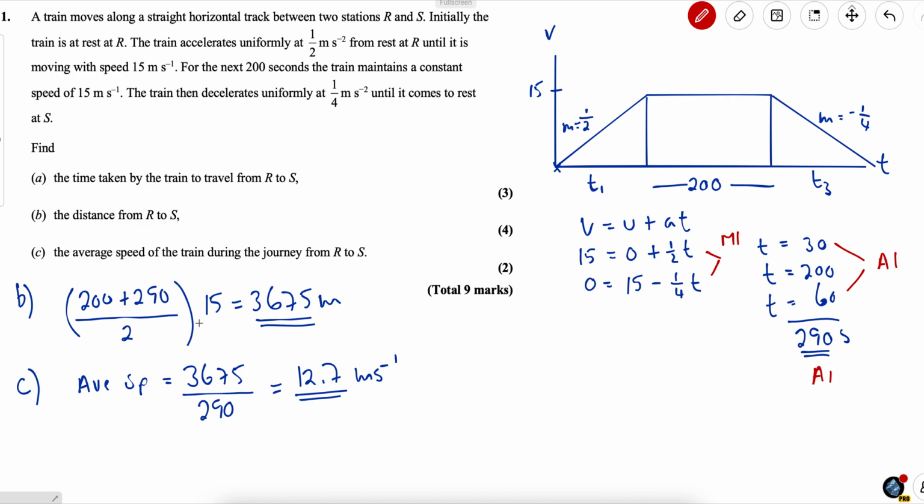For part 2, there's a method mark for clearly calculating by dividing into 3 areas or by using the area of the trapezium with the value that you found from part 1. There are 2 accuracy marks and 1 is lost for each mistake. And then there's an accuracy mark for 3,675 and that. And then for the last part, a method mark for using your distance divided by your time, and an accuracy mark for 12.7.